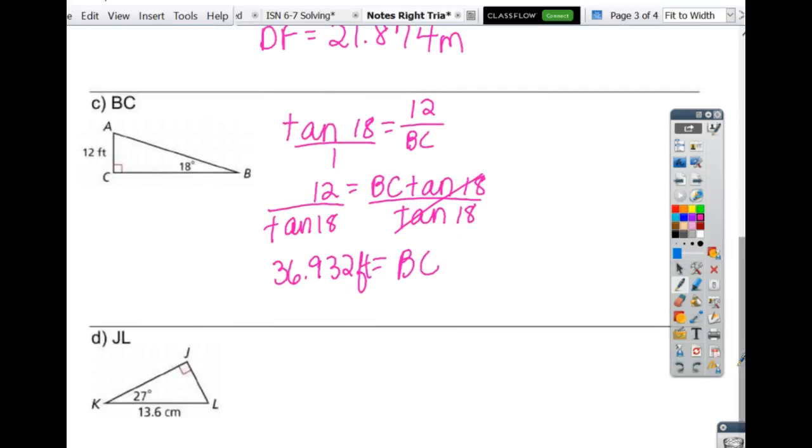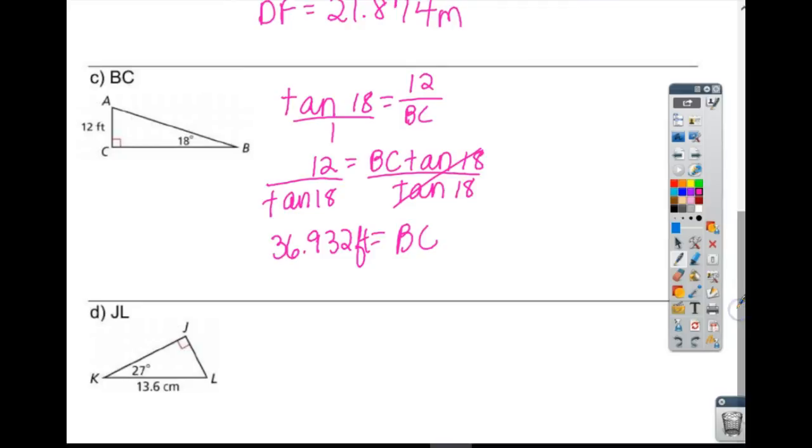Okay, everybody try this one. All right. So here's the problem you're all having. Watch. This is the 90 degrees. So where's the hypotenuse? This is your hypotenuse. If this is your angle, what's the adjacent to the angle? This is the adjacent one. Is that the one you want? No. You want the opposite. So opposite over hypotenuse is sine. Sine of 27 is going to equal JL over 13.6.